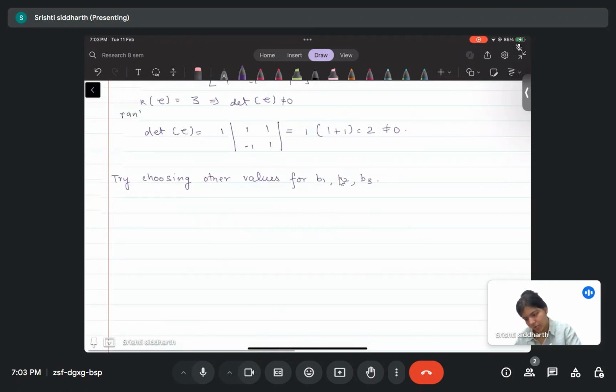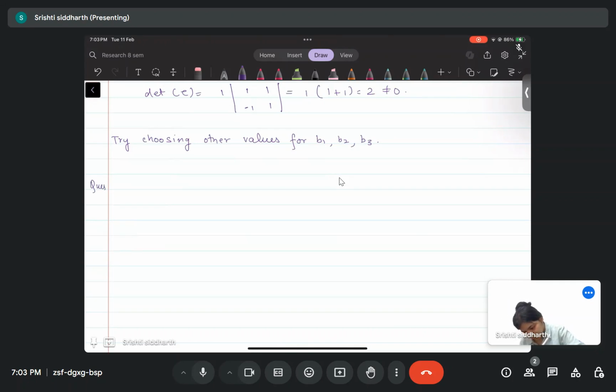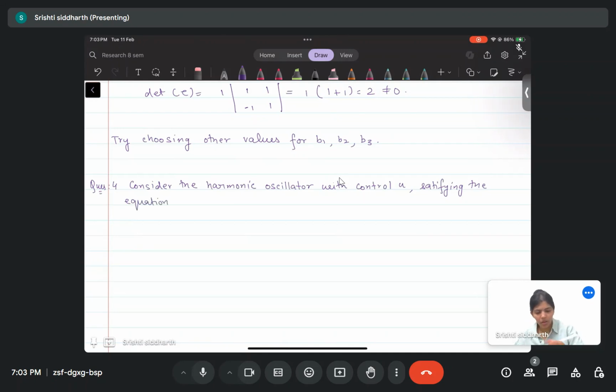All right. So now we have question 4. So consider the harmonic oscillator, with the control signal U, satisfying the following state space equation. Second order system. This is 0, 1, and this one 0.